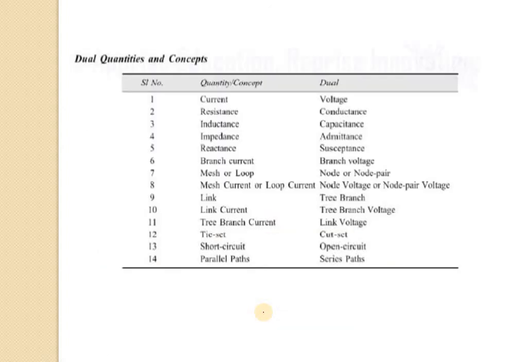These are the dual quantities and concepts: current and voltage are dual, resistance and conductance, inductance and capacitance, impedance and admittance, reactance and susceptance, branch current and branch voltage, mesh or loop and node or node pair, mesh current and node voltage, loop current and node pair voltage, link and tree, link current and tree branch voltage, tree branch current and link voltage, tie set and cut set, short circuit and open circuit, parallel path and series path. All these are dual quantities, and the dual concept is based on that.